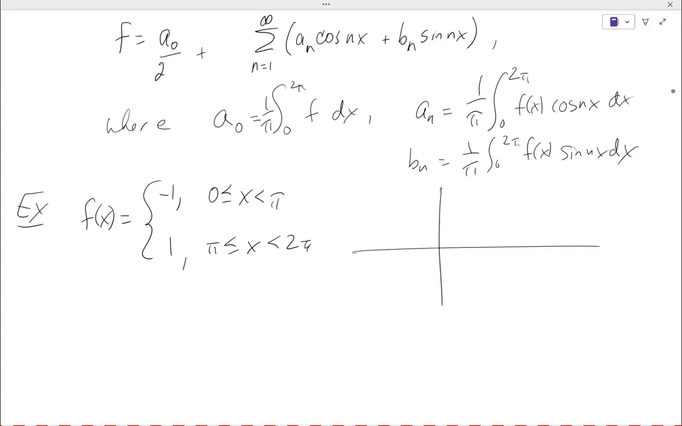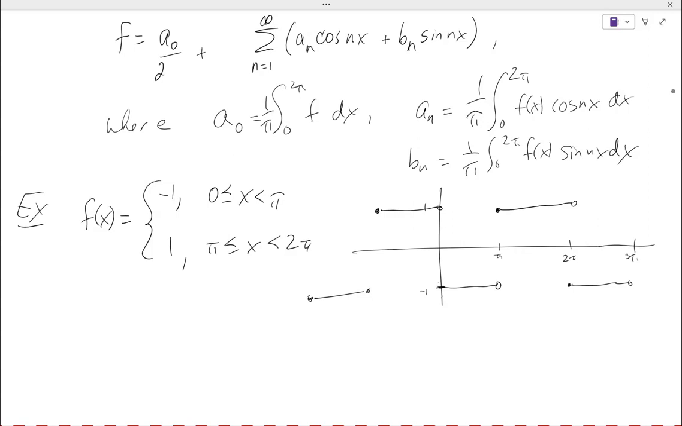All right, so at 0, we're down at -1, and then to pi, we stay there. And then at pi, we jump up to 1 and go over to 2 pi. This fills in here, this fills in here, and so on down the line. Since it's periodic, it's going to keep bumping up and down. So over here it'll be up here, and then down here it'll be over there, and continue that pattern.